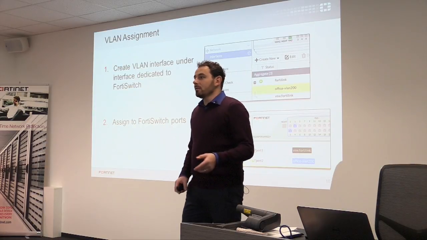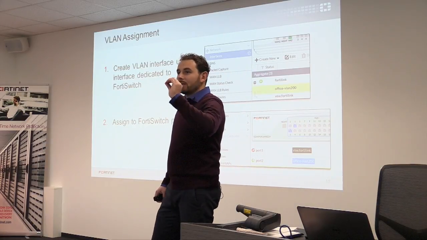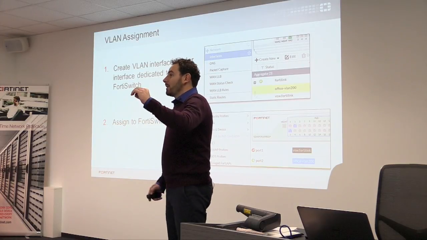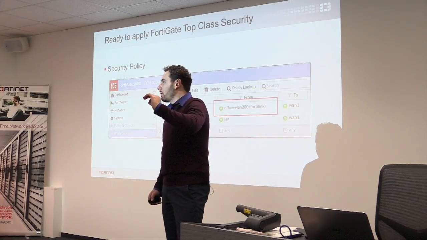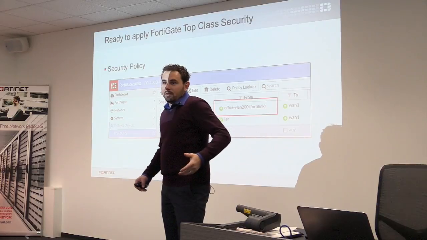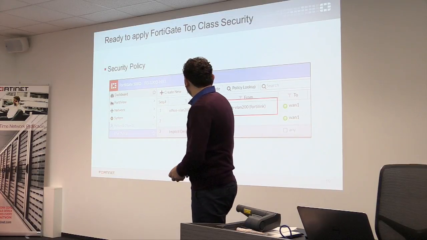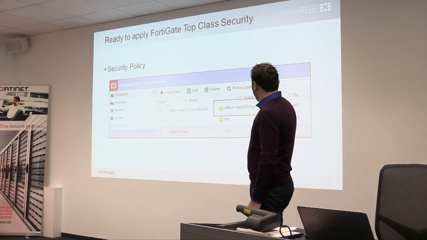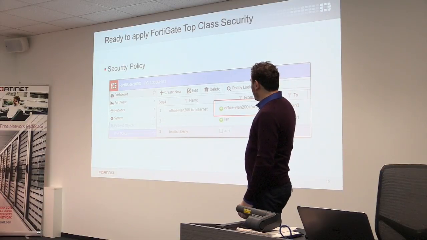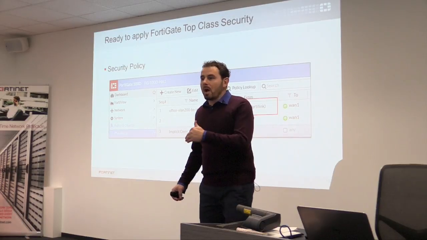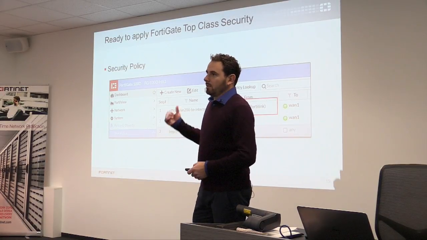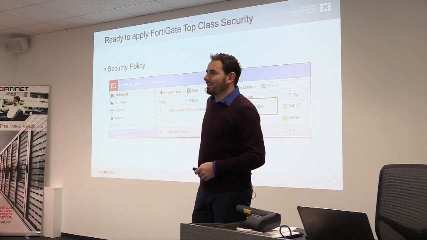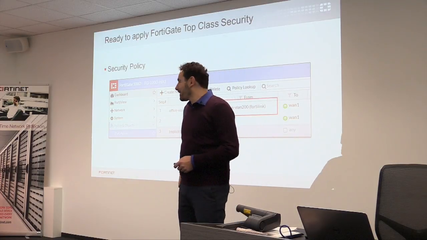Once you have a VLAN, you have the layer 3 interface, right? Then you can apply the policies, so all the security that FortiGate has to offer. So this is one VLAN of the FortiSwitch. You create a policy from Office VLAN to the WAN, and then you know better than me what capabilities of security are in the FortiGate.